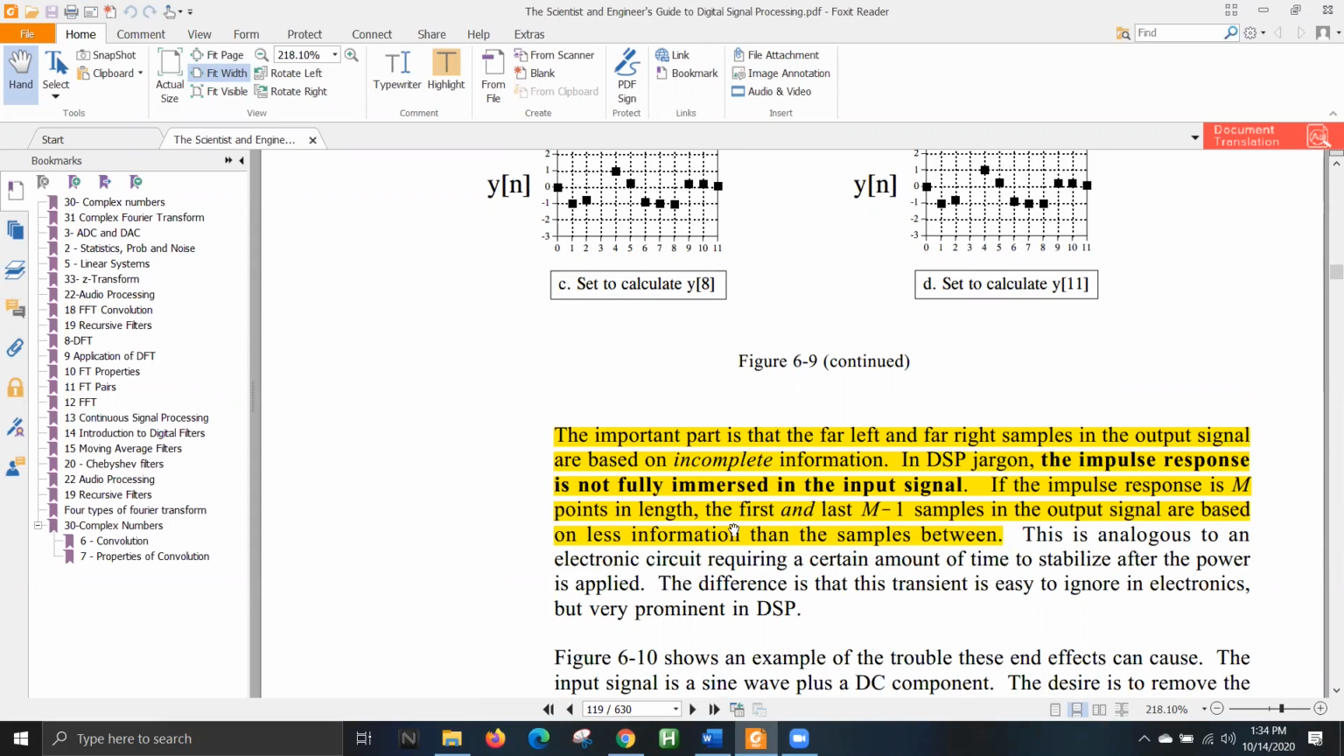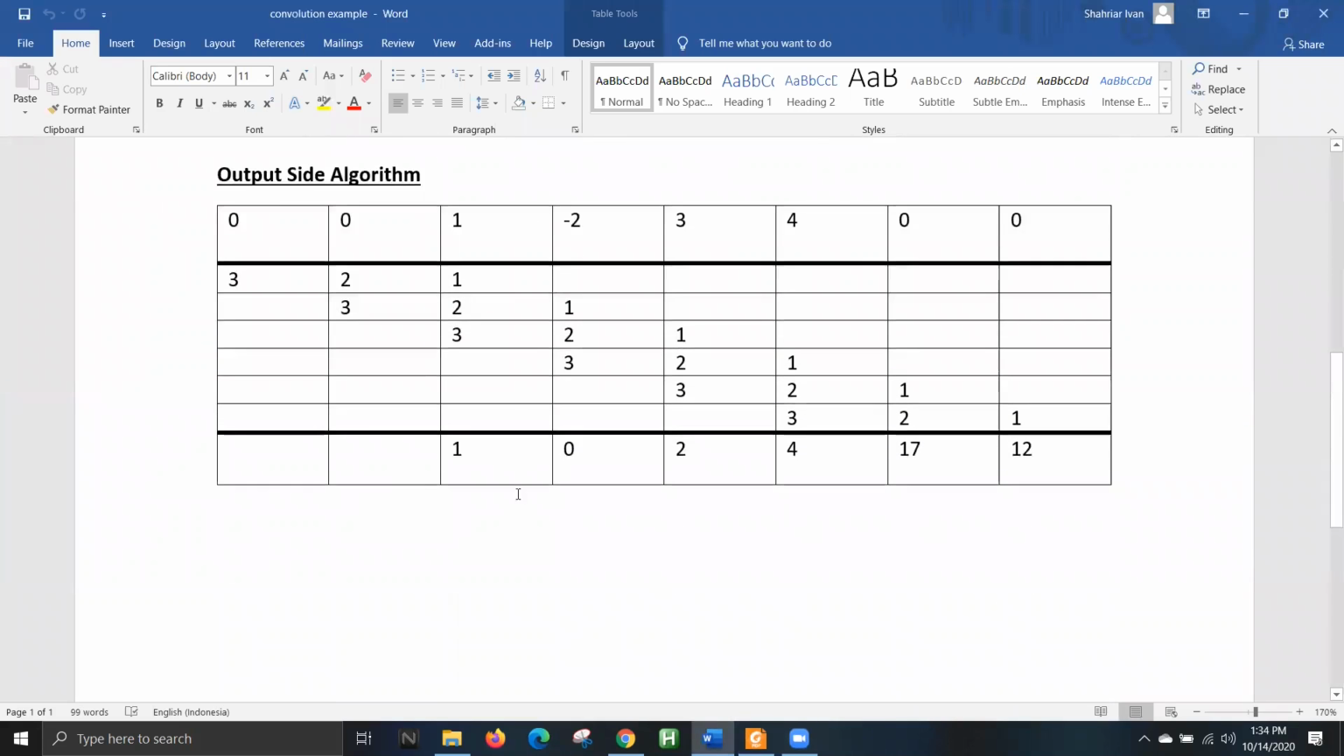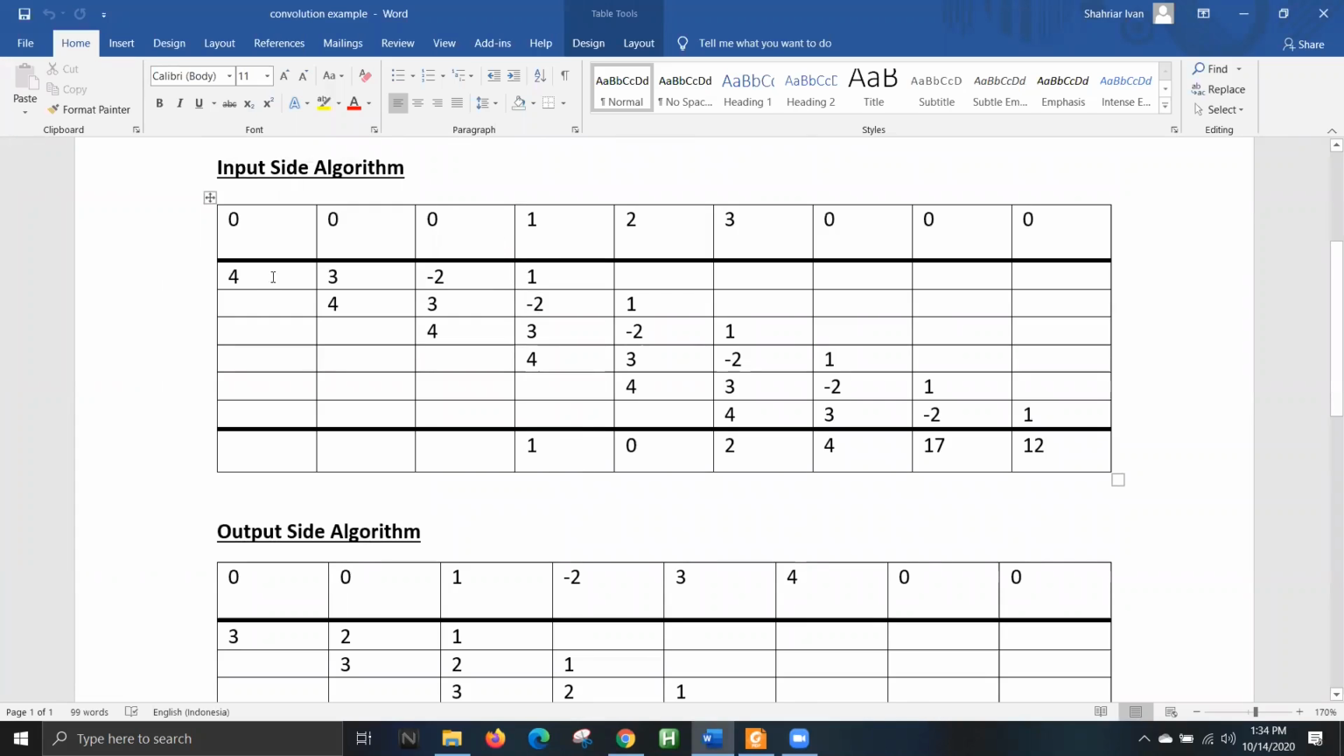M will be the number of points in the impulse response, and N is the number of points in the input signal. So the first and last M-1 samples in the output signal are based on less information than the samples in between. You'll notice that in both cases, the first M-1 points are not using all the values. I mean, they do not line up completely in the input signal and the impulse response.